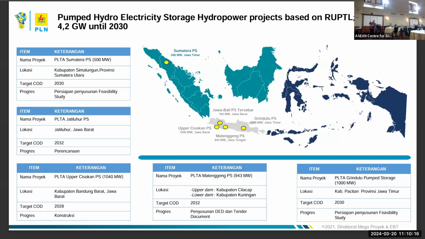This is the update. The project in Sumatra is still in study, and Jatiluhur is still in planning. Upper Kisokan is the most advanced, already in construction, and will be COD in 2028. Matenggeng is also still in planning, preparing the ED and the documents, and Girindulu is still making the feasibility study.